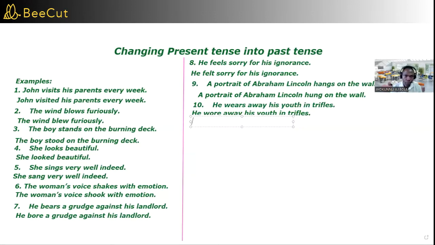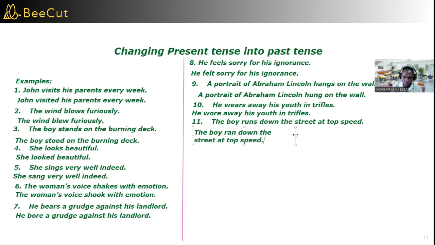We're actually going to look at 20 sentences now. So number 11: the boy runs down the street at top speed. So here we have the boy runs down. Run is the verb, we're trying to change it to past tense. The past tense of run is ran. So it becomes: the boy ran down the street at top speed. That is what that is.